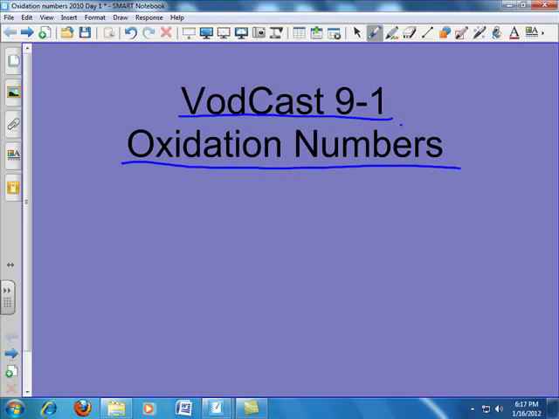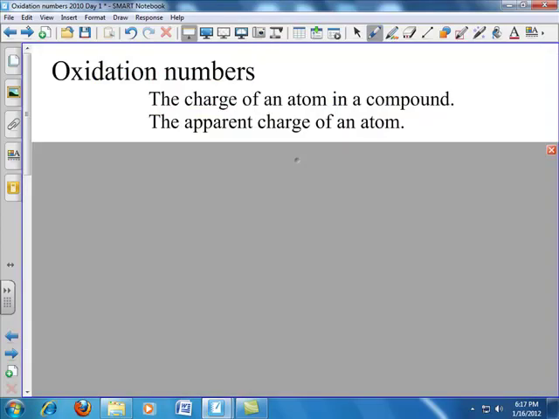So when I go to your notes and I look through them, I can easily see, okay, this is VodCast 9-1, and you have the notes over oxidation numbers. Okay, so if you do that right now. Okay, so the first thing we're going to talk about are what are called oxidation numbers.